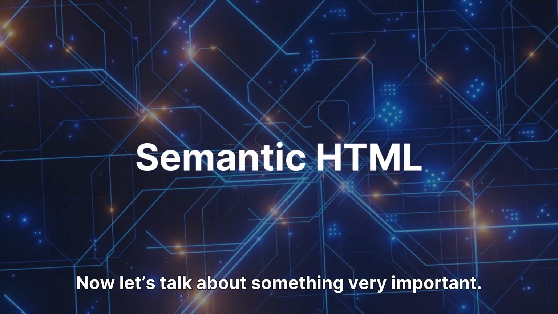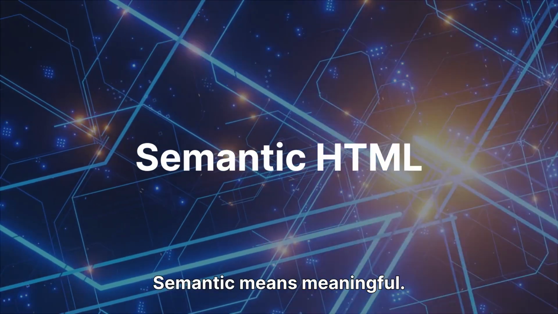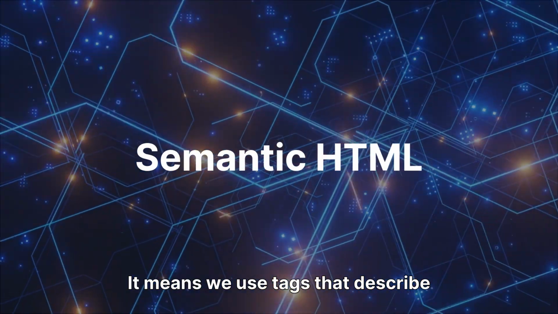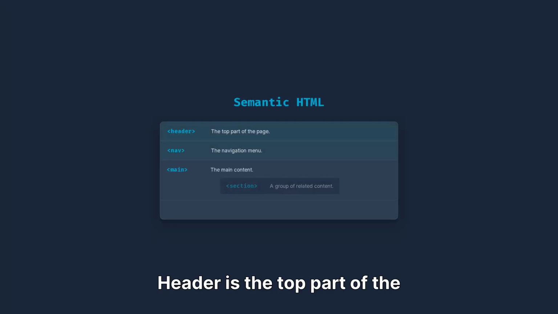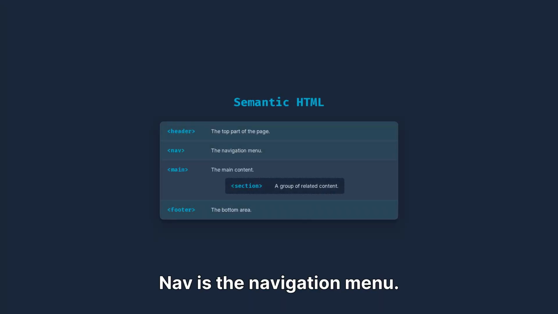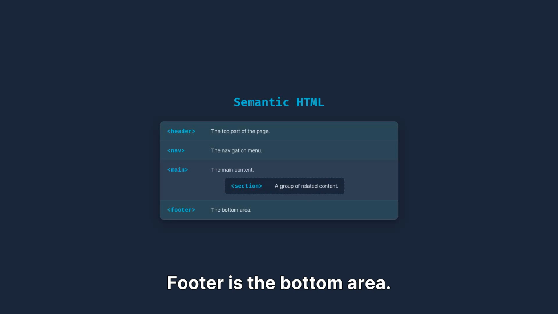Now let's talk about something very important: semantic HTML. Semantic means meaningful. It means we use tags that describe what the content is, not just how it looks. For example, header is the top part of the page. Nav is the navigation menu. Main is the main content. Section is a group of related content. Footer is the bottom area.